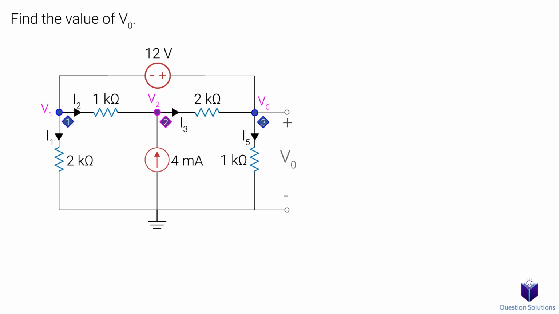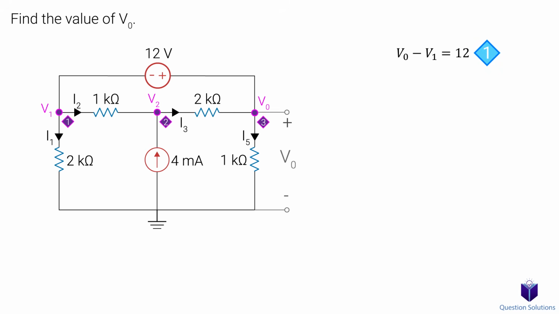Let's focus on node 1 and node 3. What can we say about the voltage between these nodes? Notice how there is a voltage source directly connected between them. Also notice how the positive side of the voltage source is connected to V0. So that side is the higher potential side. That means we can say V0 minus V1 is equal to 12 volts. That's going to be our first equation.